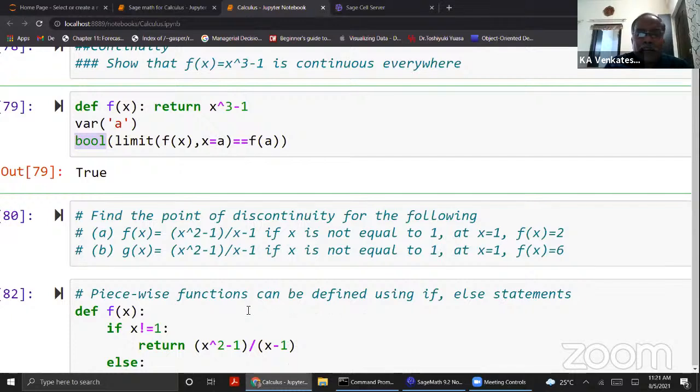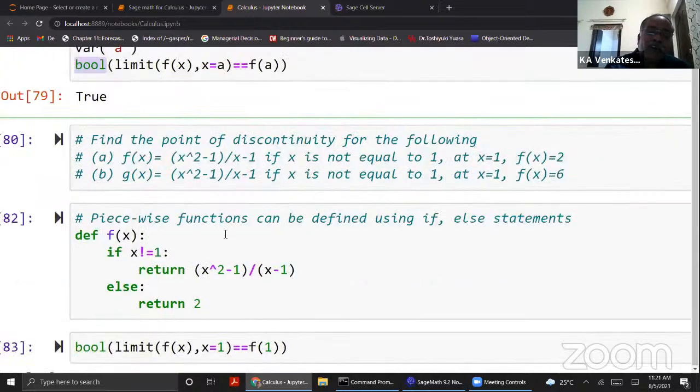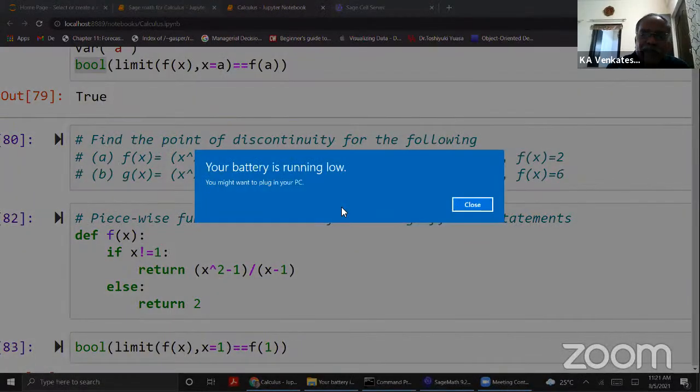So find the point of discontinuity. Here, look at this: f of x equals x squared minus 1 by x minus 1, if x is not equal to 1, and at x equal to 1, f of x equals 2. Here, for the same function, at x equal to 1, f of x equals 6. So we want to find the point of discontinuity. The function, as I said, is if-then-else, that is the way we are going to define it. Not equal to, so here the exclamation sign with equal to means not equal. So we are defining this piecewise function.